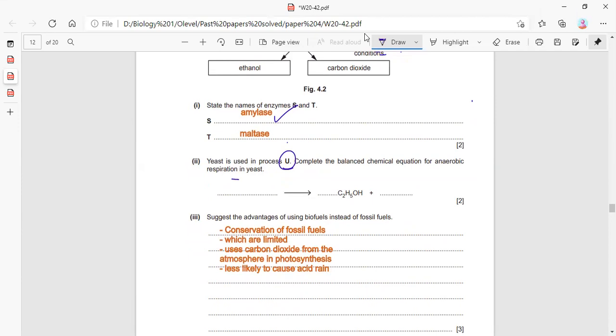Equation for the anaerobic respiration. First, I have one molecule of glucose, C6H12O6. It gives me what? Two molecules of alcohol, C2H5OH, plus two molecules of carbon dioxide, 2CO2.